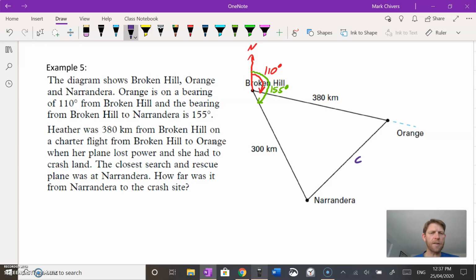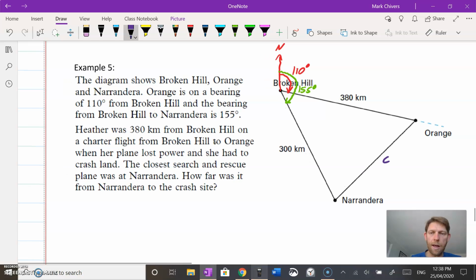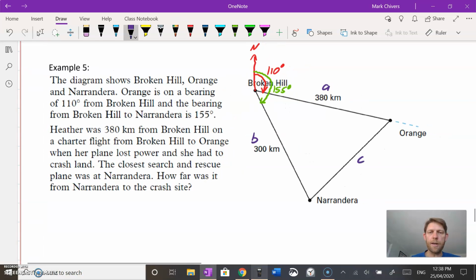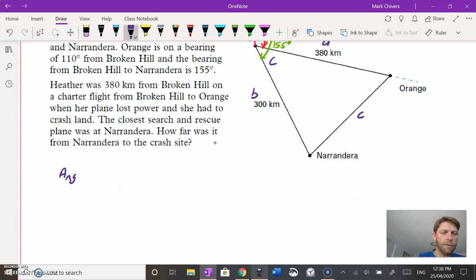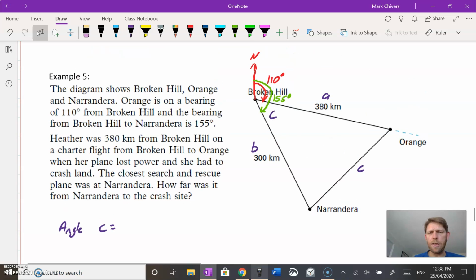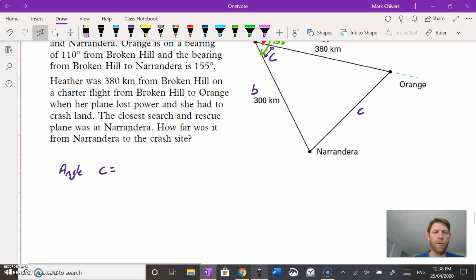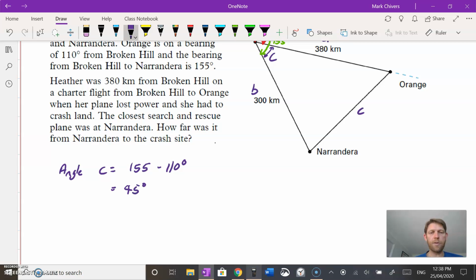It doesn't say so in the question, but the information in the picture tells us it's 300 kilometres from Broken Hill to Narrandera. So what we actually have here is our A distance and our B distance. So we're going to need to know this angle C. So we'll start there, angle C. Well, that's just going to equal the difference between these two bearings. So to find this area in here, I just need to take away those two bearings. It's 155 minus 110 degrees. So that's going to be an angle of 45 degrees.